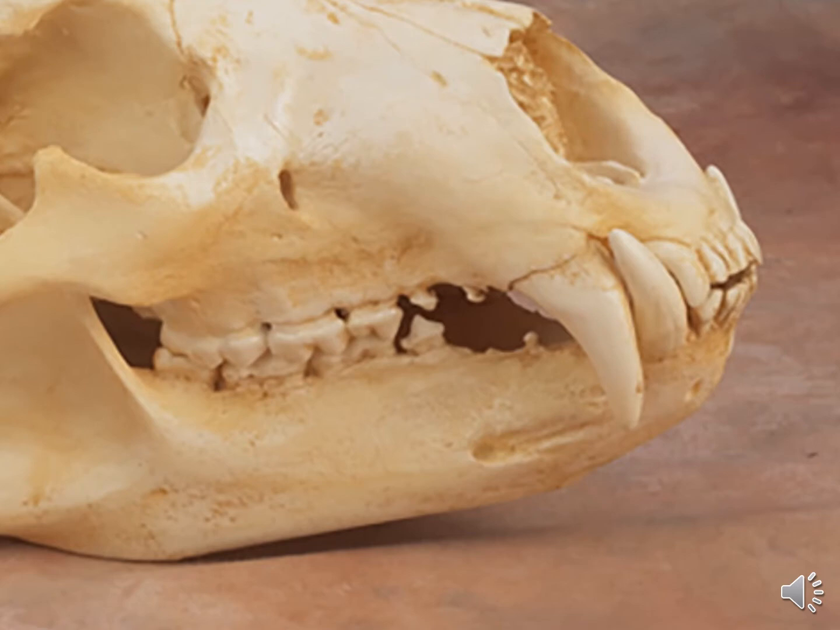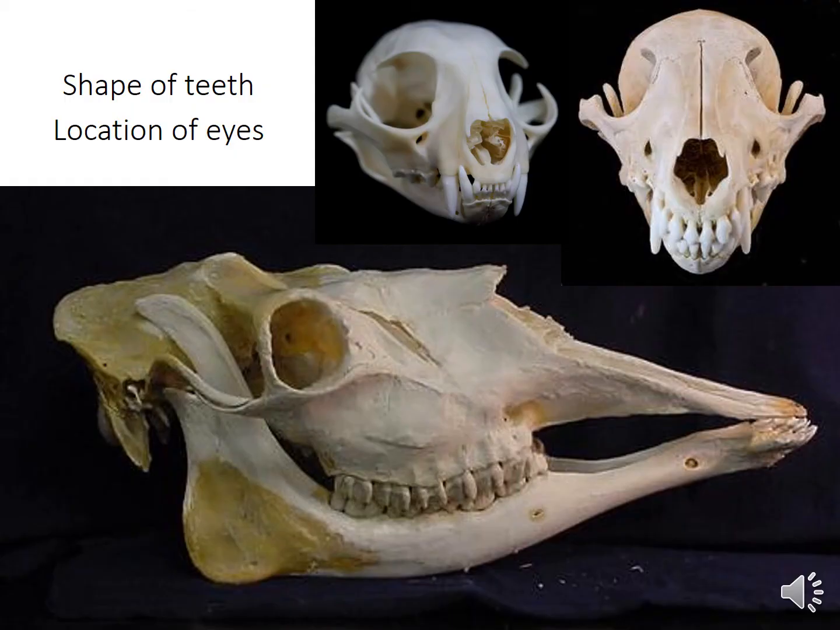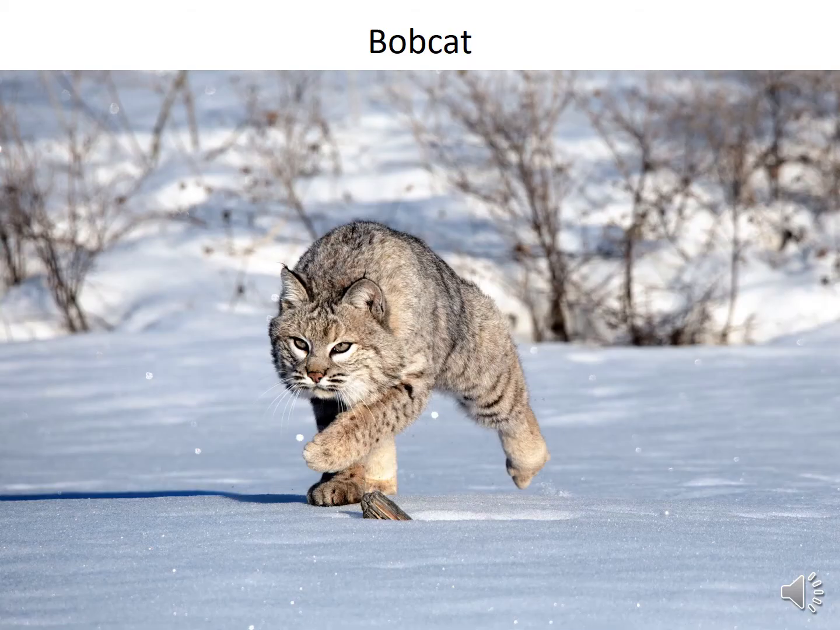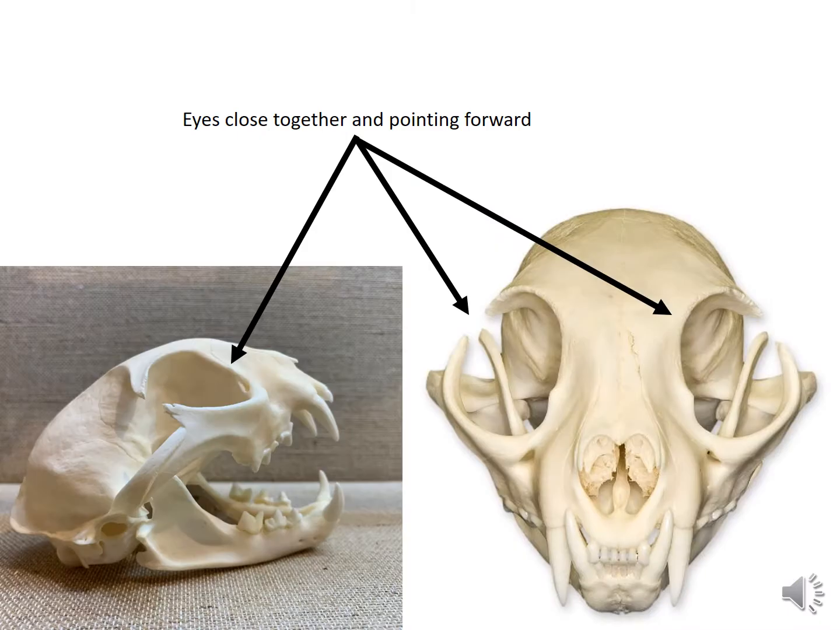By looking at the location of an animal's eyes, you can tell whether the animal is a predator, a hunter, or is hunted as prey. Bobcats are predators. Look at those eyes. The eyes are pointed forward, which allows the animal to focus on its prey as it hunts. This is called binocular vision.